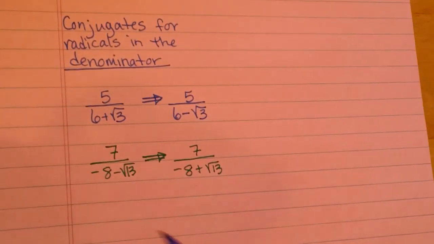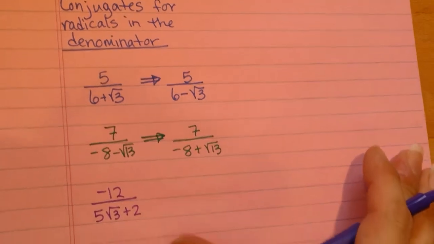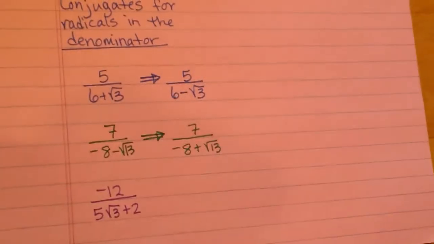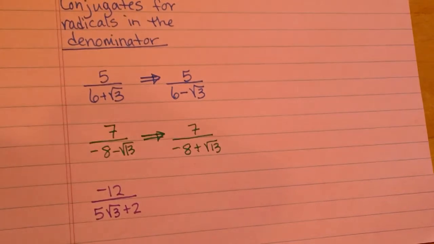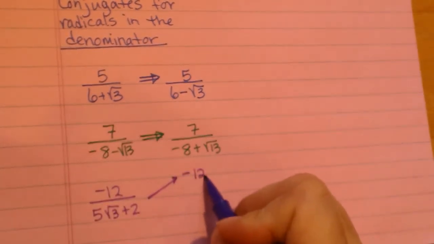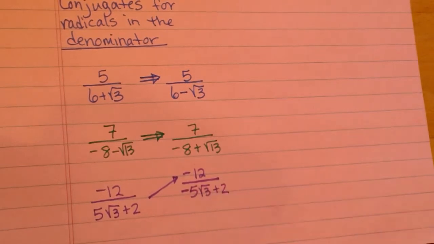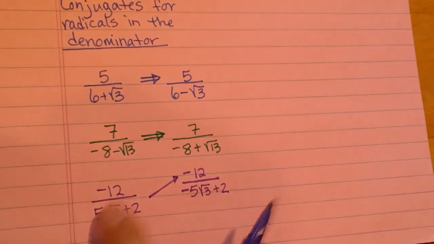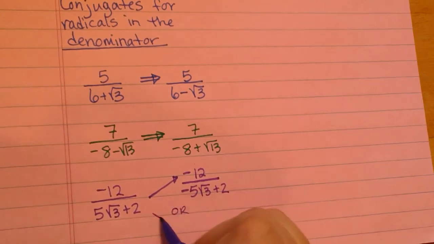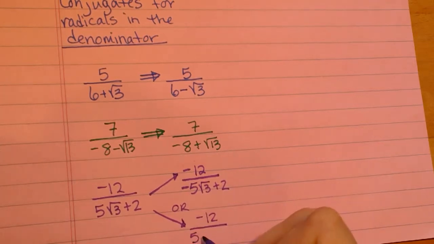Now there is something interesting that happens if your radical is written in a different format, such as this problem, negative 12 over 5 square roots of 3 plus 2. There's actually two ways we can write this conjugate for our denominator. We could write it negative 12 over negative 5 square roots of 3 plus 2, where we change the sign of the radical term, or we could write it negative 12 over 5 square roots of 3 minus 2.